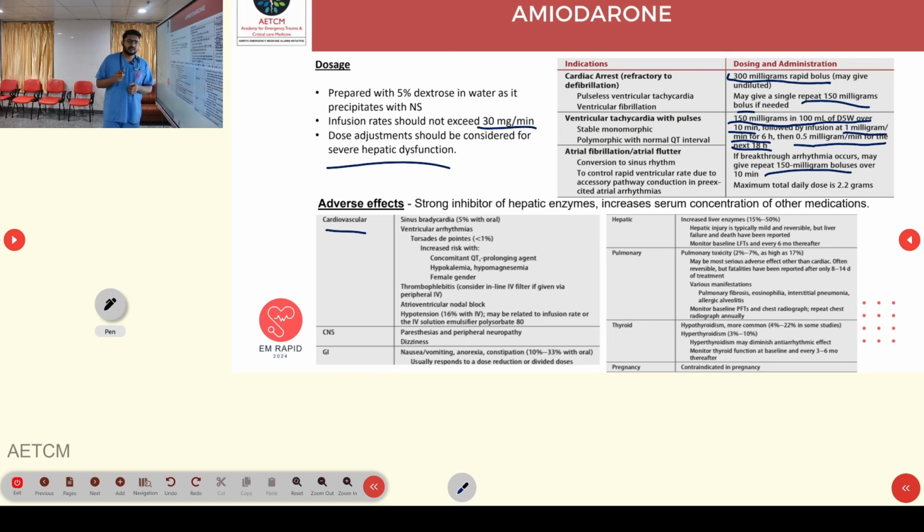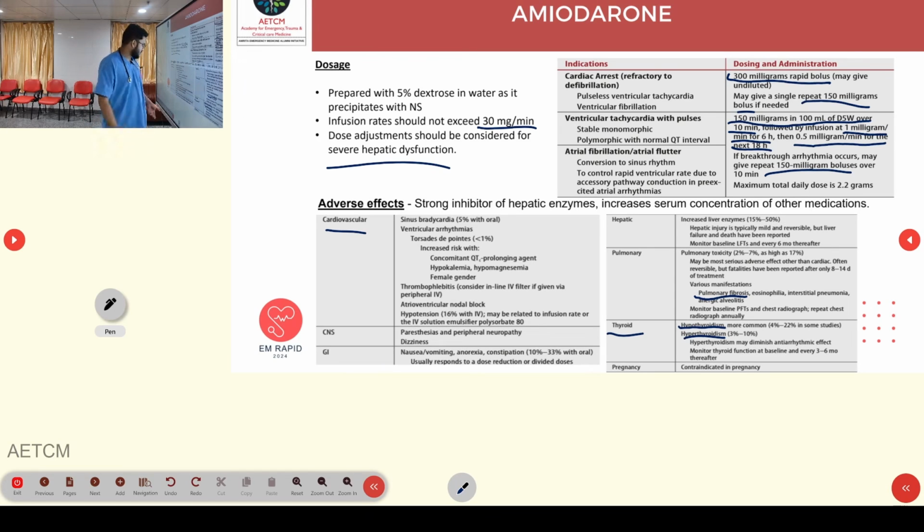And hepatic wise, it requires monitoring because it increases the liver enzymes. So we have the baseline LFTs, which have to be monitored every 6 months, and actually hepatic injury is mild and reversible, but liver failure can also occur. So pulmonary side effects include pulmonary toxicity, which is pulmonary fibrosis. It can cause allergic alveolitis, interstitial pneumonia, eosinophilia. So the PFTs have to be seen, and chest radiographs have to be taken annually. And thyroid also, it causes both hypothyroidism, most commonly, and less commonly hyperthyroidism. So the TFTs also have to be monitored every 3 to 6 months.